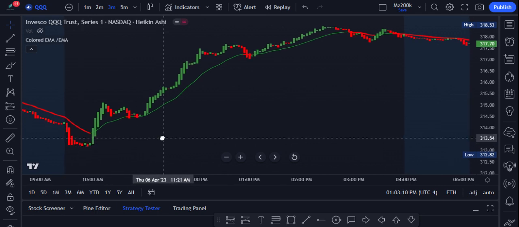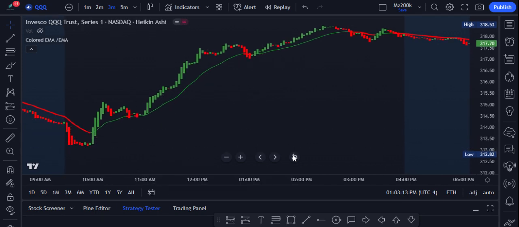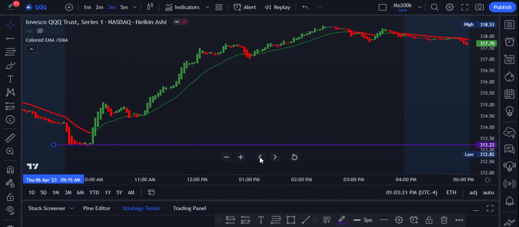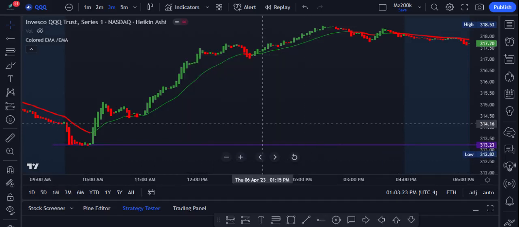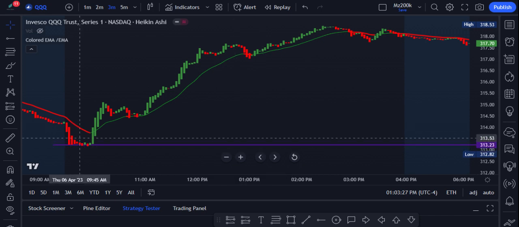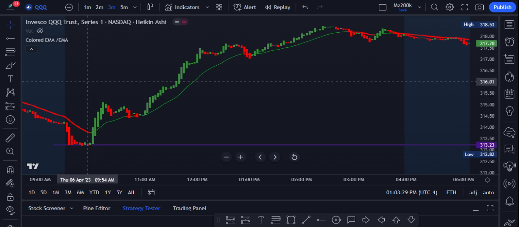Now, the one thing that you need to be mindful of is when the market opens to plot your lows, your highs, whether you use the supply and demand tool or whether you use the horizontal ray tool. But just know where your support is so you can know where the buyers and the sellers are.